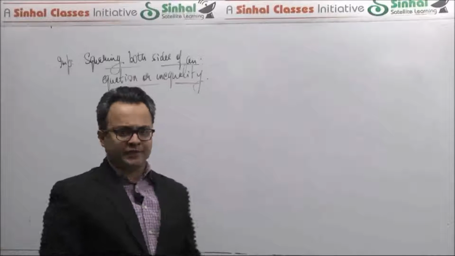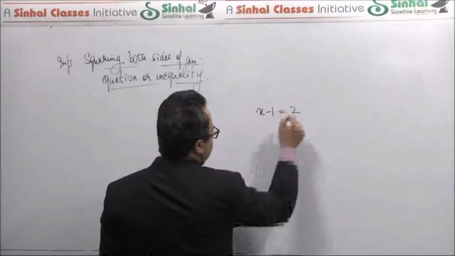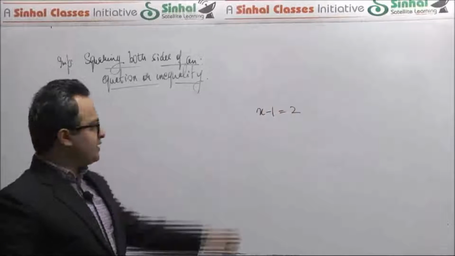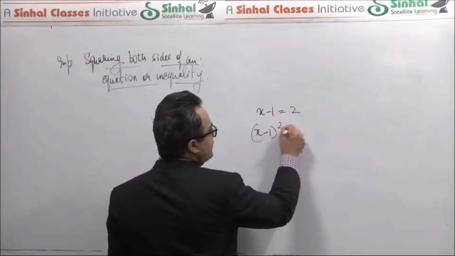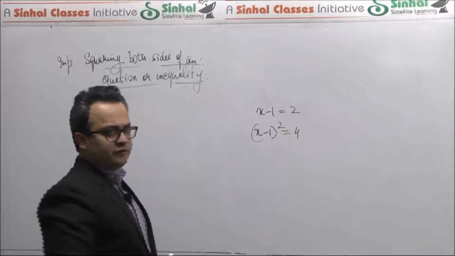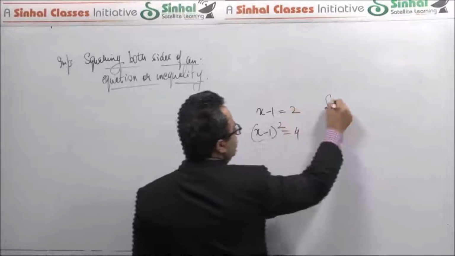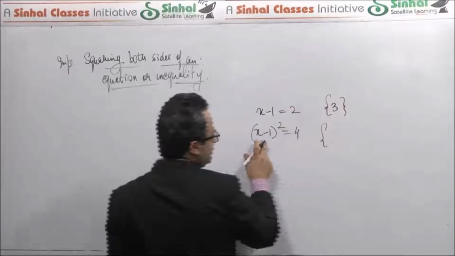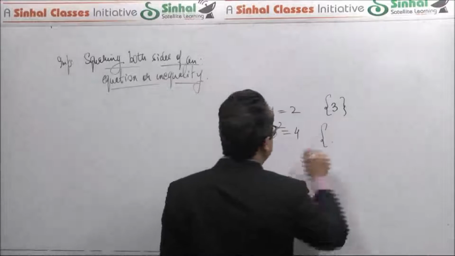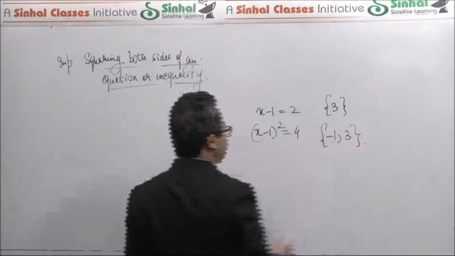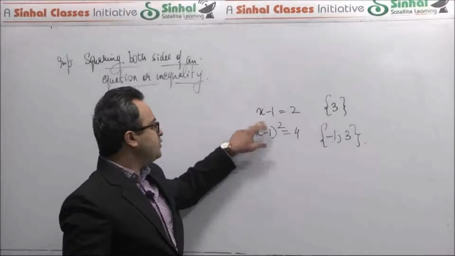As a simple example, suppose you start off with the equation x minus 1 equal to 2. Obviously this equation has just one solution, and that is 3. But if I were to square this equation, then the transformed equation is x minus 1 whole square equal to 4. The solution set of the first is the set containing the value 3 only, but over here, since it's a square, x minus 1 itself could be plus or minus 2, which would mean that x could either be minus 1 or 3.